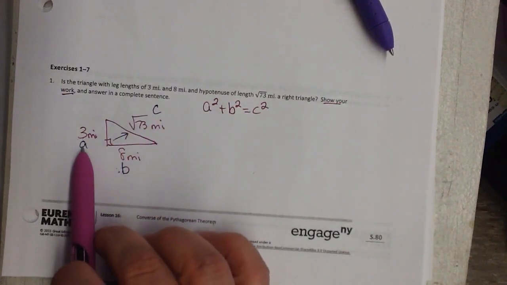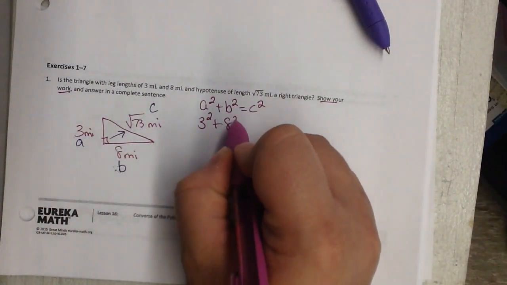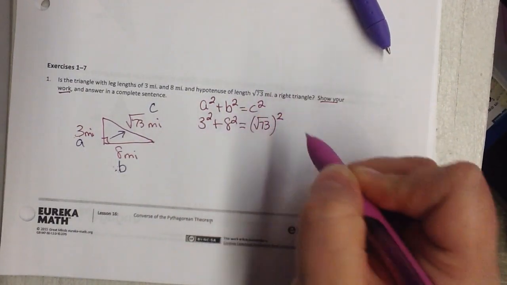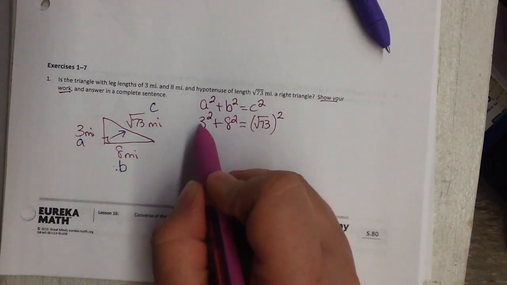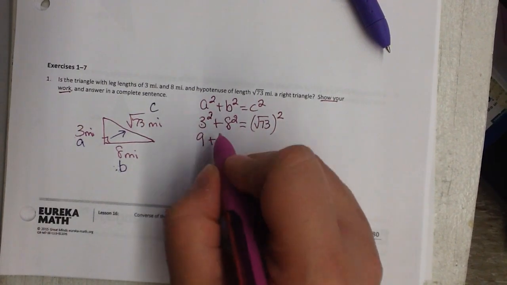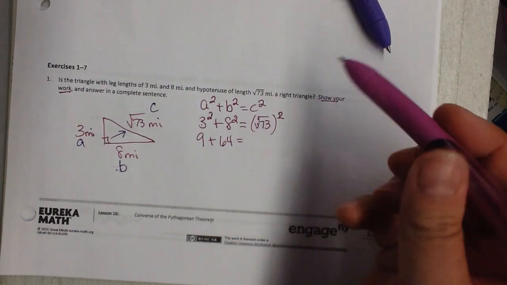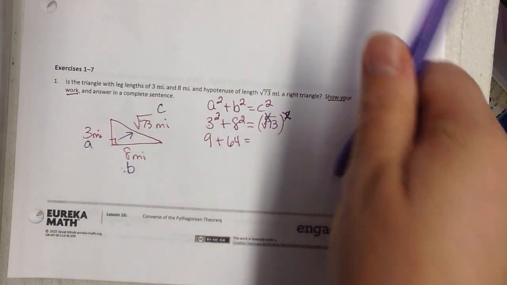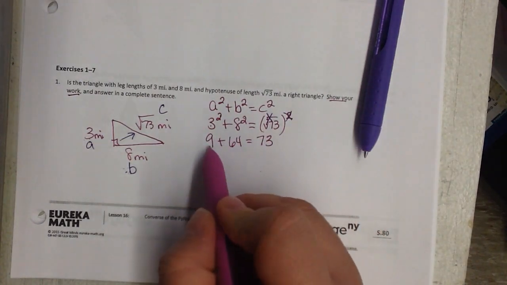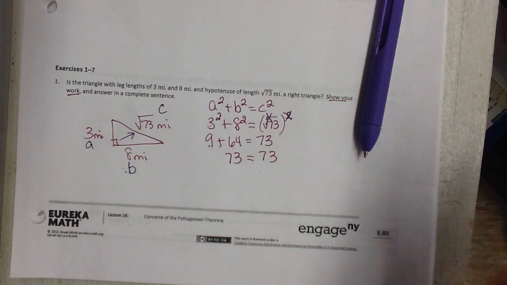Okay, so then I'm just going to plug in 3 for A and bring down the square. I'm going to plug in 8 for B and bring down the square. And I'm going to plug in the square root of 73 for C, and bring down the square. So 3 squared means 3 times 3, which is 9. 8 squared means 8 times 8, which is 64. When we square the square root of 73, the square root and the square cancel each other out. So all we're left with on the right side of the equation is 73. If we add 9 and 64, we get 73. Does that equal 73? Yes.